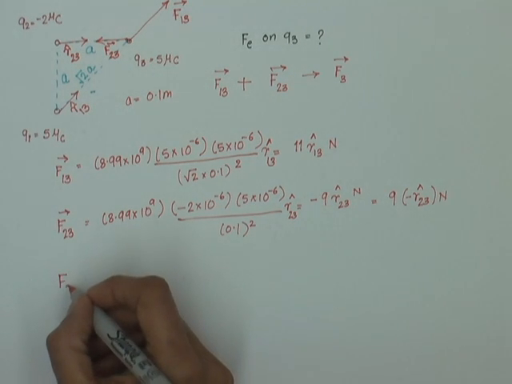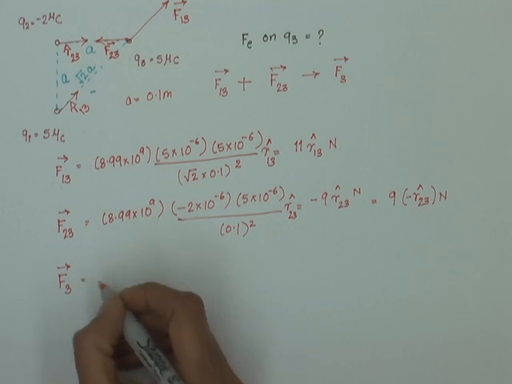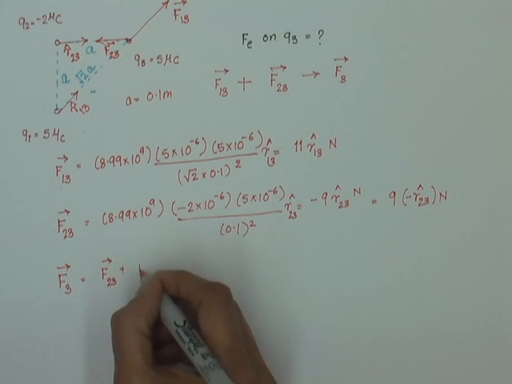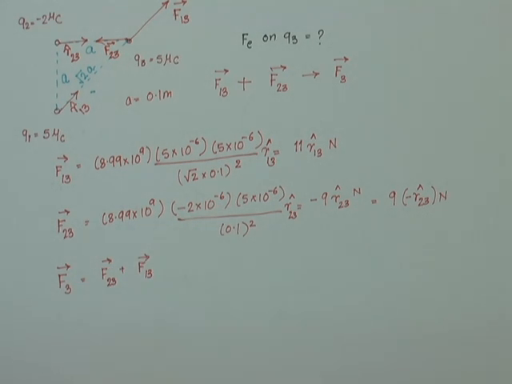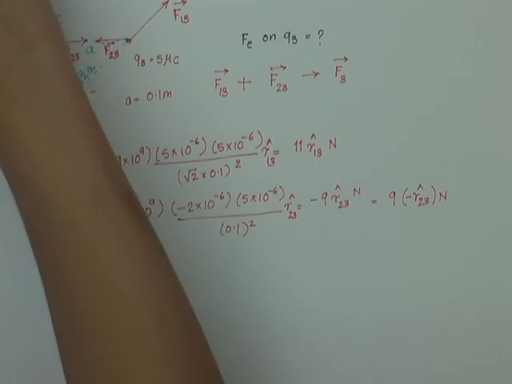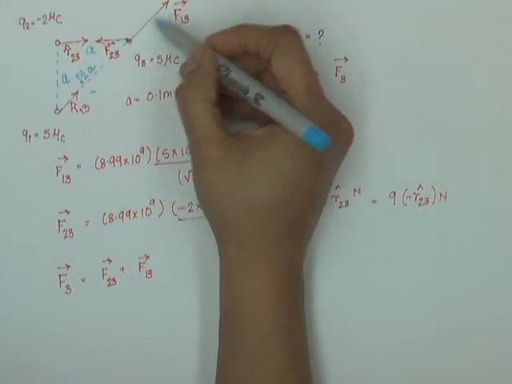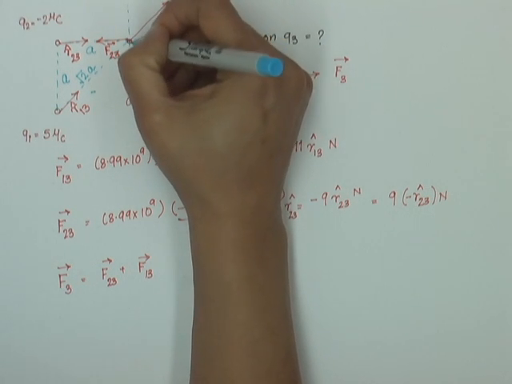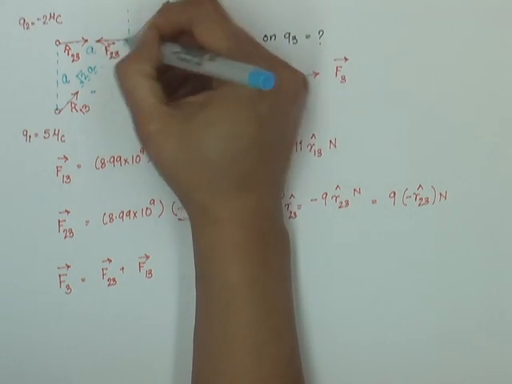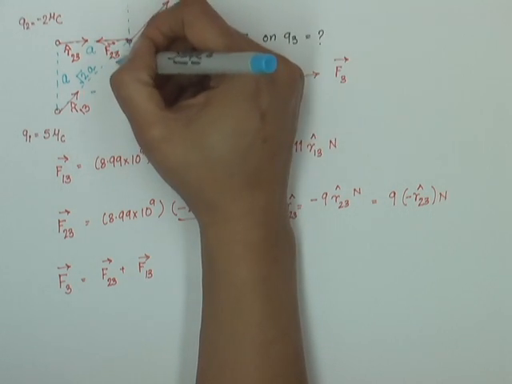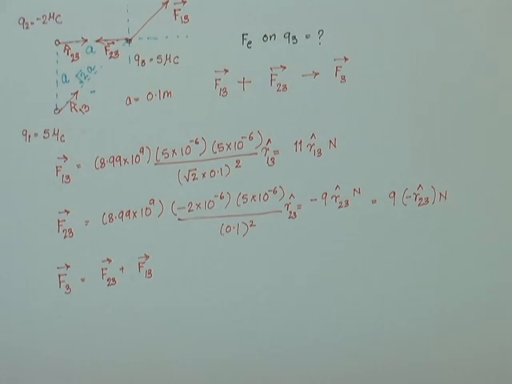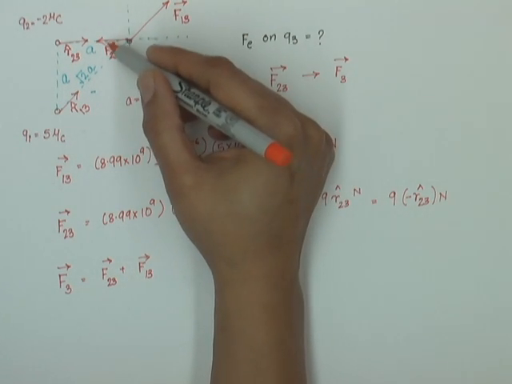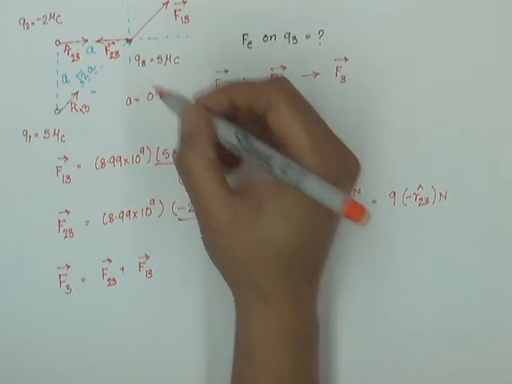Now it comes down to vector algebra. The resultant force on Q3 is the vector addition of F23 plus F13. There are two ways to do that. You can either draw these to scale, complete the parallelogram, and find the resultant, or as we'll do now, componentize. We will take our x-axis parallel to F23 and the y-axis perpendicular to F23, and I will componentize F13 along a direction parallel to F23 and perpendicular.